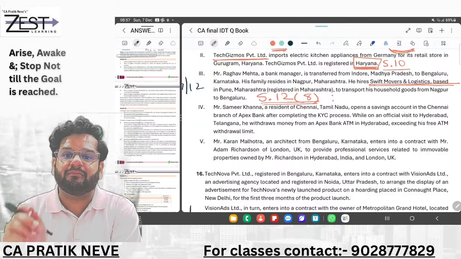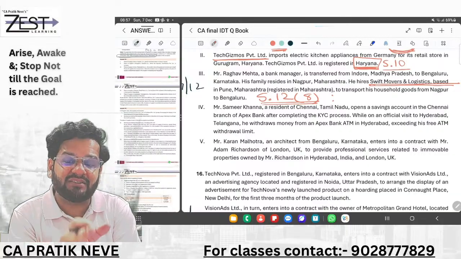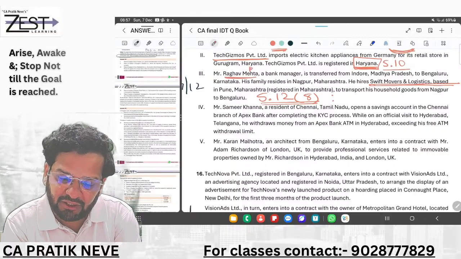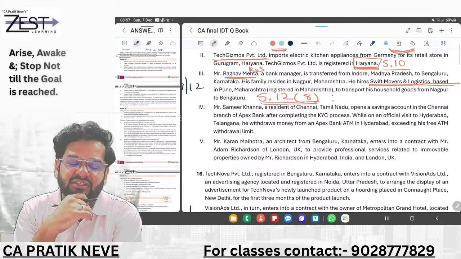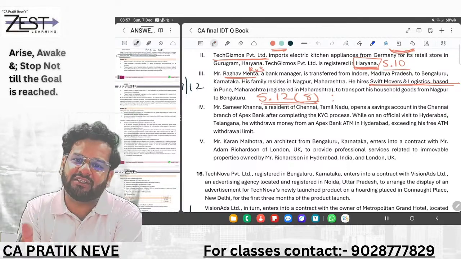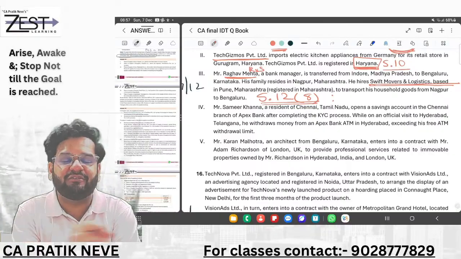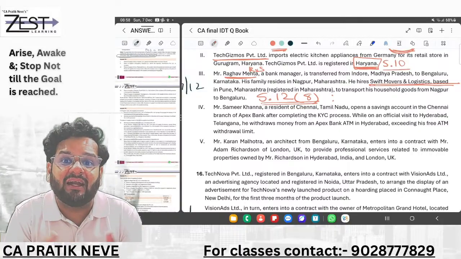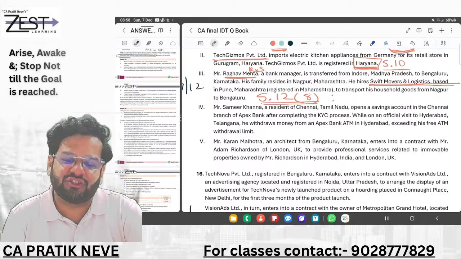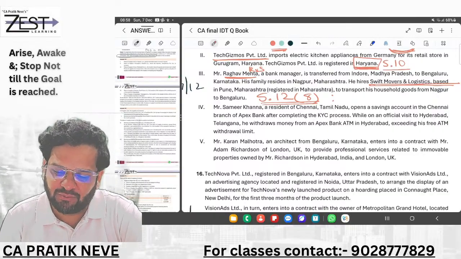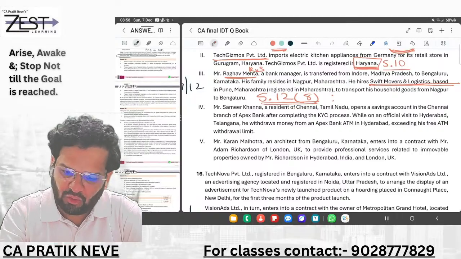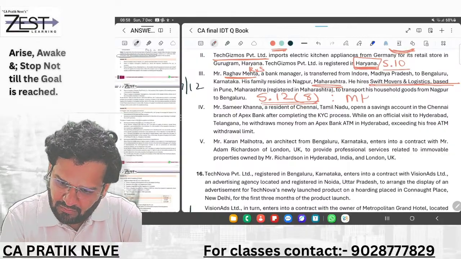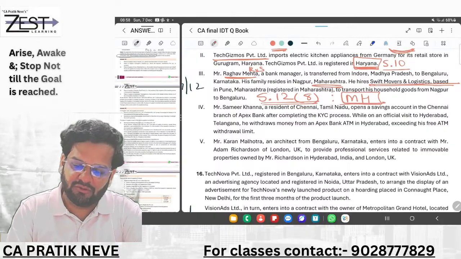Here the supply is given to an unregistered person. Raghav Mehta is the recipient of supply. He is a bank manager, meaning he's not in business, so there's no question of being registered in GST. So supply is given to whom? An unregistered person. In such a case, it is where the goods are handed over for their transportation. The goods are in Nagpur, Maharashtra, so Maharashtra will be the place of supply, Nagpur.